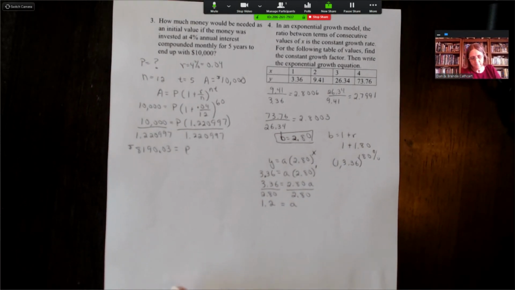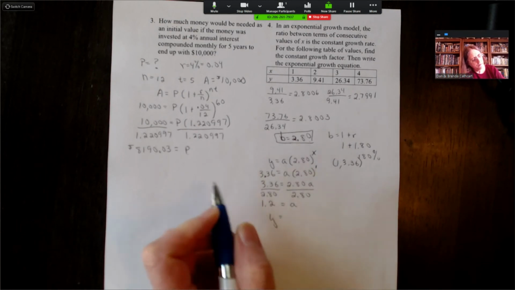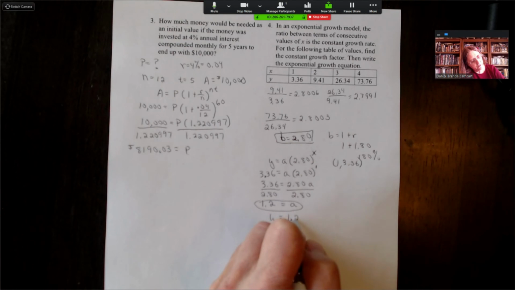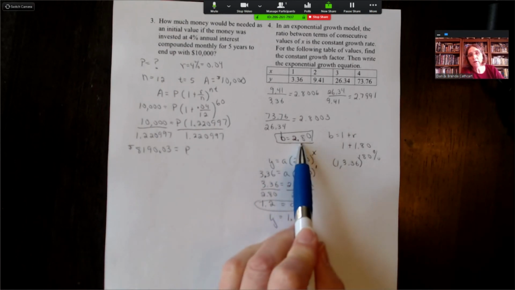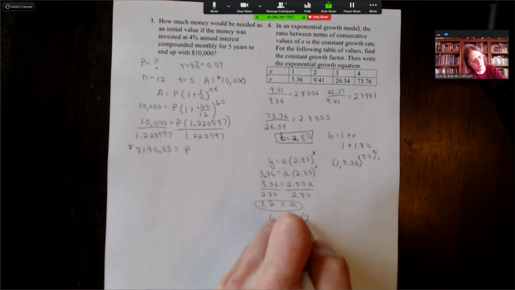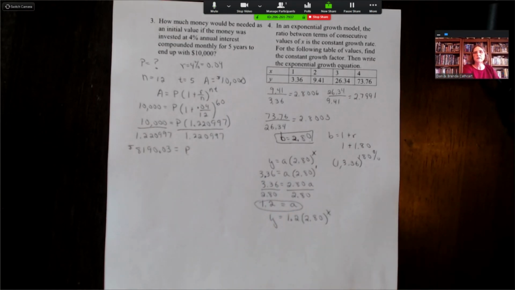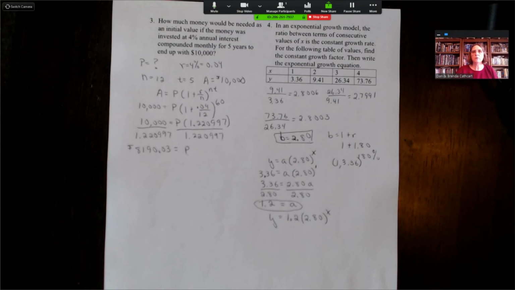Our equation then is y equals our value for A that we found here, 1.2, multiplied by our base that we found was 2.80, raised to the power of x. And those are exponential growth models.